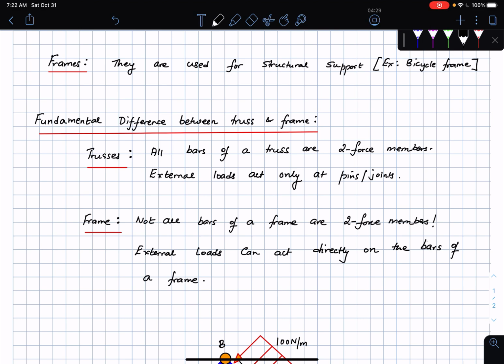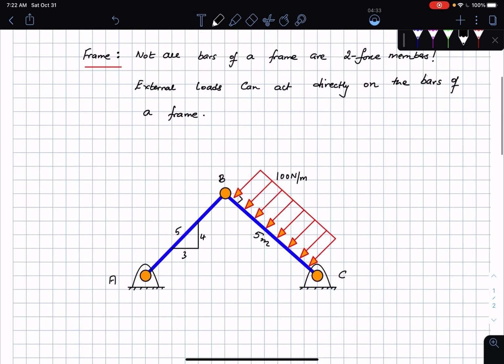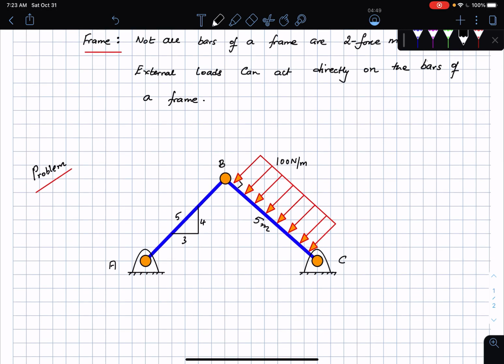This is the fundamental difference, and now we come to a problem that I have prepared for you. In the previous lectures, we've been looking at the concept of distributed loading, and this problem contains a distributed loading scenario. I have the bar AB and the bar BC. There is a pin support at A, a pin support at C, and the two bars are pinned together at pin B.